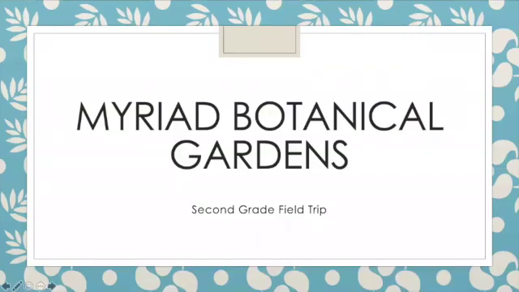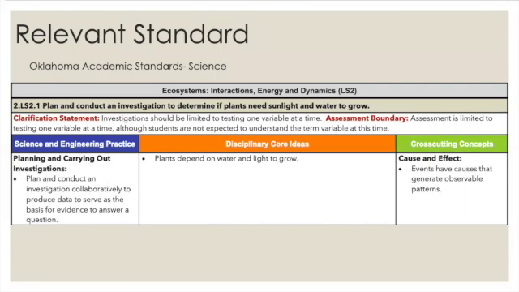This field trip is to Myriad Botanical Gardens in Oklahoma City, and it's directed for second grade. It incorporates the Oklahoma Academic Science Standard of 2.LS 2.1, which is plan and conduct an investigation to determine if plants need sunlight and water to grow. This standard incorporates the science and engineering practice of planning and carrying out investigations. It also incorporates the cross-cutting concept of cause and effect, as well as the disciplinary core idea that plants depend on water and sunlight to grow.